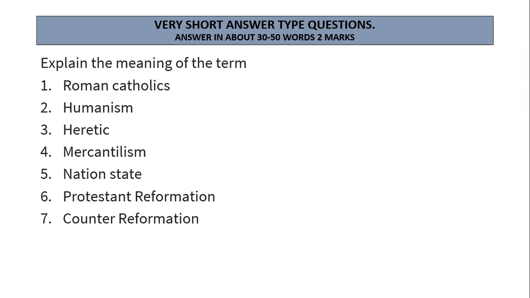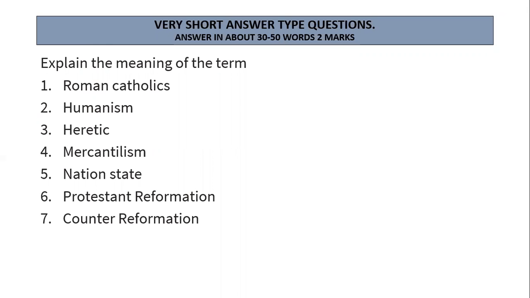So the first one is Roman Catholics. As a result of the Reformation movement, the Christians were divided into two main sects, the Roman Catholics and the Protestants. Those who still held faith in the old church and the Pope came to be known as the Roman Catholics, while those who protested against the authority of the Pope came to be known as the Protestants.